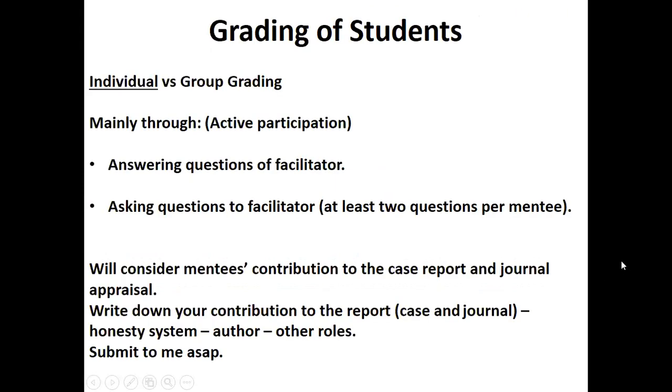Now, I'd like to inform you that the grading here will be individual, mainly through group participation. When I say individual participation, I mean active participation through answering questions that I might throw to any one of you, and then you can ask questions to me. I expect at least two questions per mentee. And then I will also consider the contribution to the case report and journal appraisal. So Nicole, you have to write down the contribution of each of your members and submit them as soon as possible.